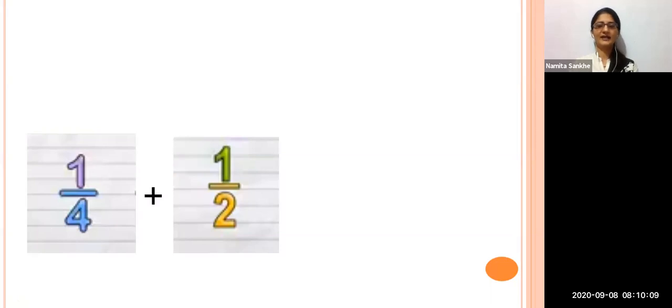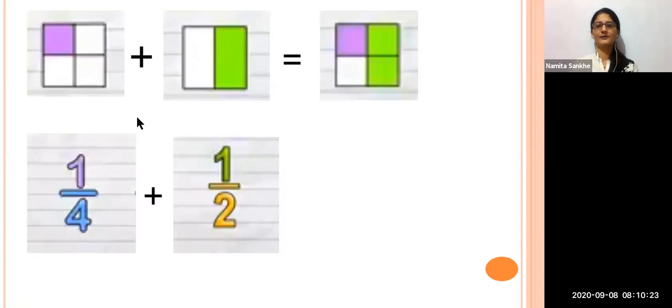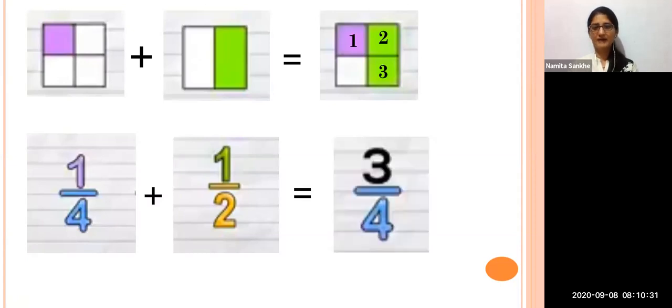We'll see the diagrammatical representation. For the first fraction, it is given as this. And for the second fraction, it is given as this. Now, if we add these two diagrams, we get this, correct? So first part, second part, and third part. So directly our answer comes 3 by 4. Now, with the help of a diagram, we could easily calculate it, right?